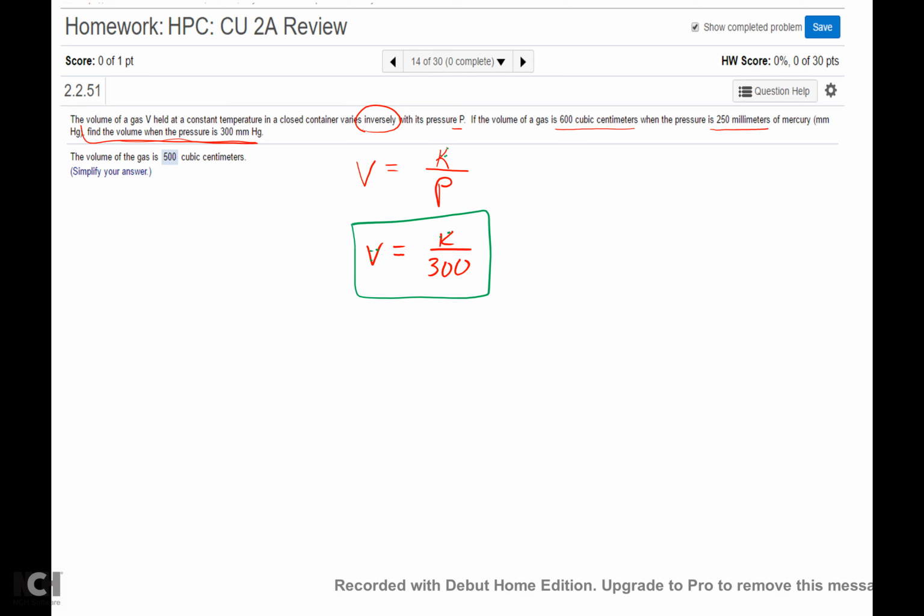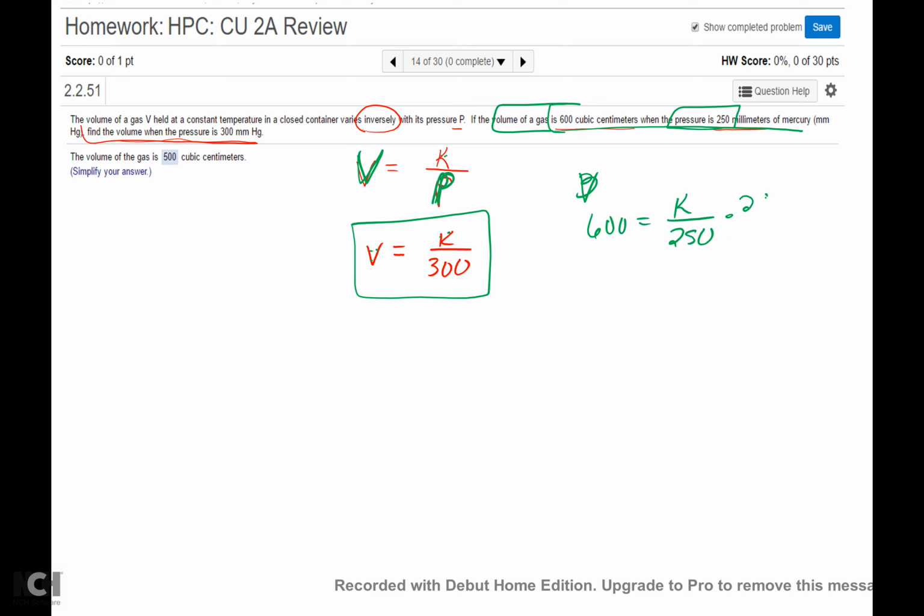So to figure out what K is, that's why they gave me this. They gave me both the volume and the pressure that I could plug in so that I could figure out in this situation what my constant of variation is. So I'm going to plug in 600 for volume and 250 for pressure and solve it for K. So I would have, volume is 600 equals K over 250.